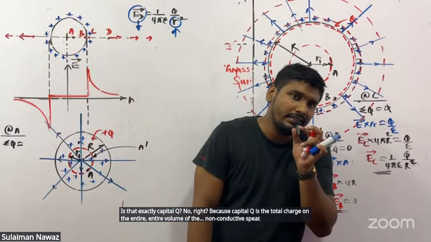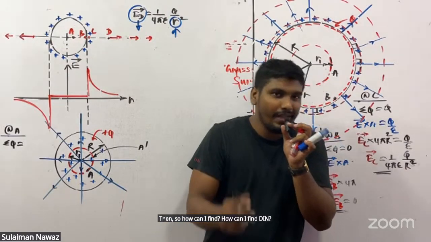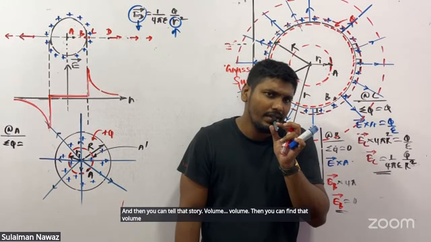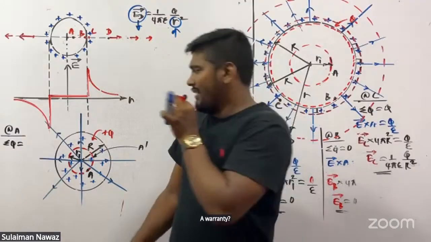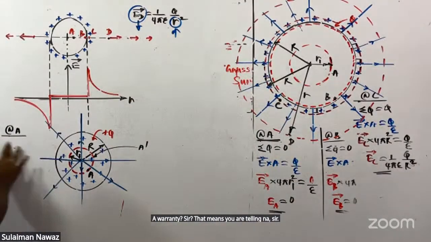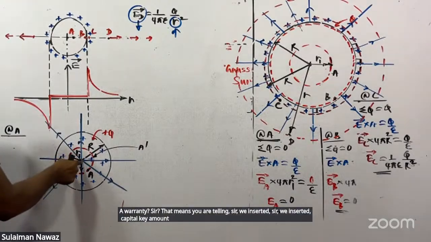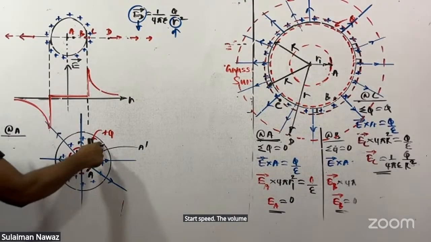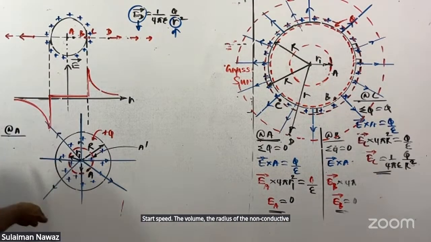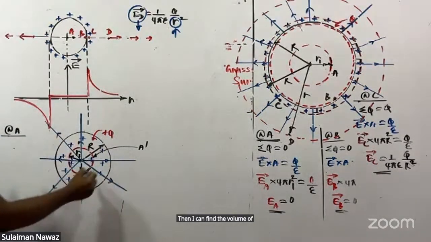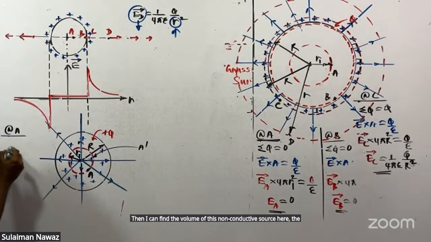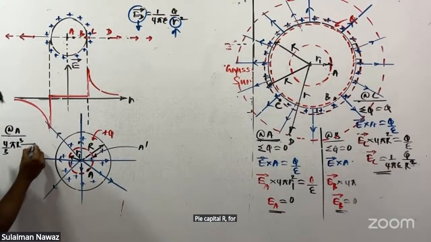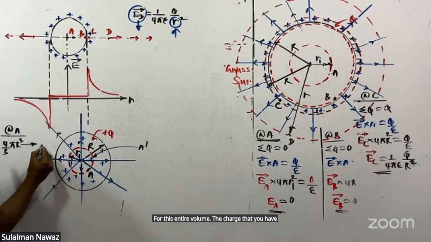So how can I find it? Then you can find the volume charge density. We inserted capital Q amount of charge into the entire volume of the non-conductive solid sphere, whose radius is capital R. Then I can find its volume. We know the spherical volume is 4 over 3 pi capital R cubed. For this entire volume, the charge you have given is capital Q.